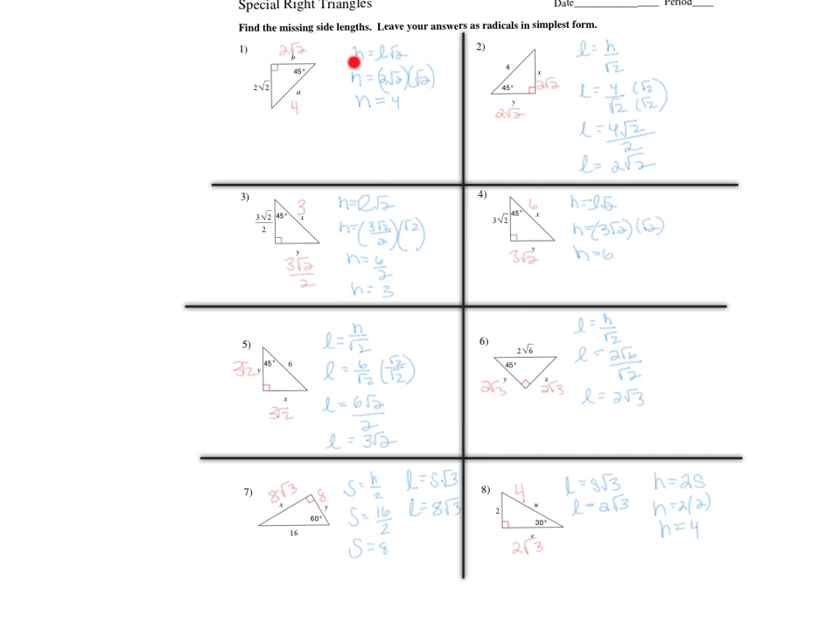And then the formula that we use is the hypotenuse is equal to the leg times the square root of 2. And so we have 2 times the square root of 2 times the square root of 2, which is going to give us 4.